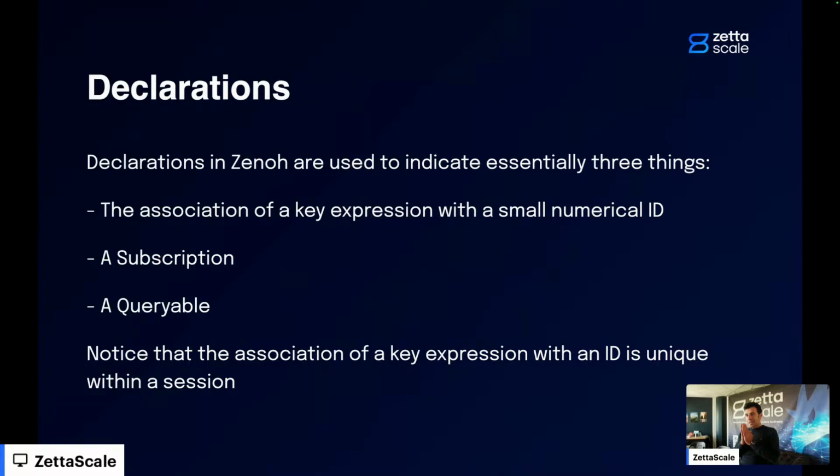Other important thing is that notice that the association of a key expression ID is unique within a session. So there is a session between two Zenoh applications, A and B. The key A/B will be 15 within this session. But then if B and C have another session, right, the key A/B might be 18 in that session, okay? So that's also quite important.